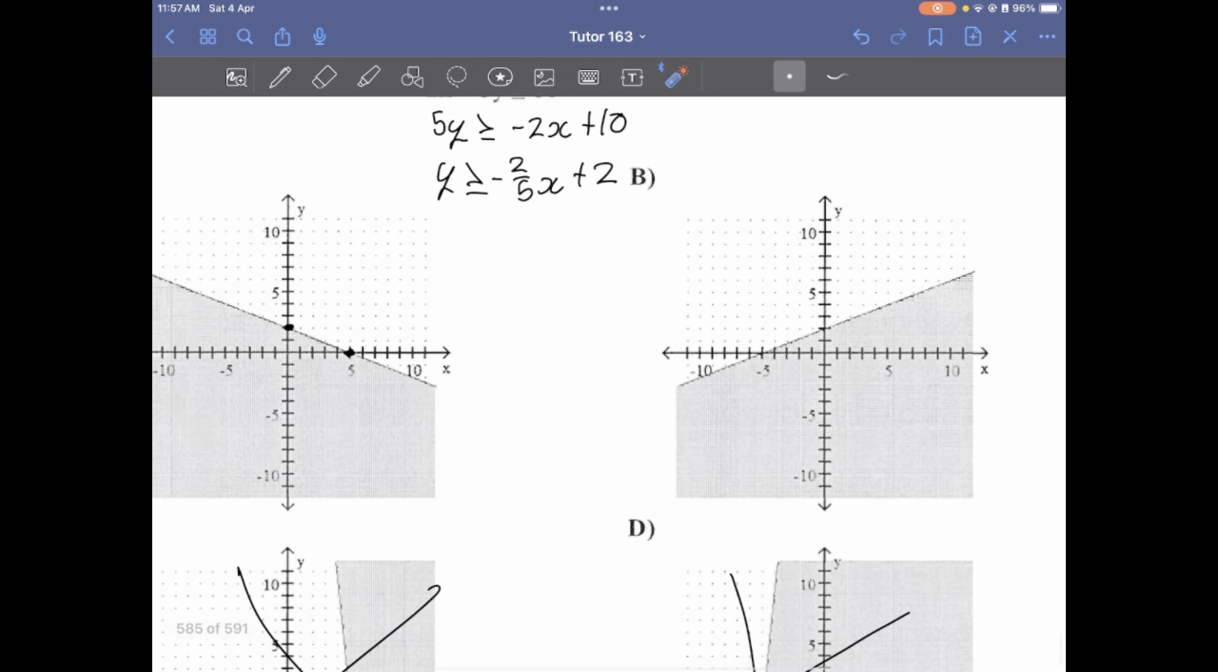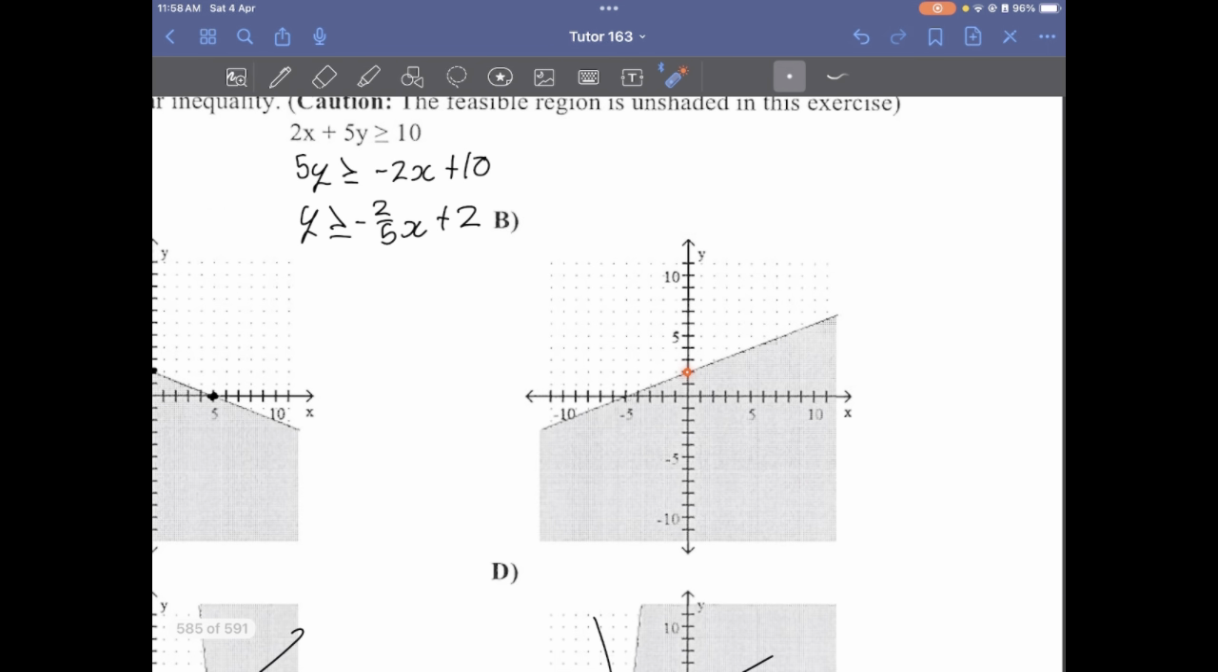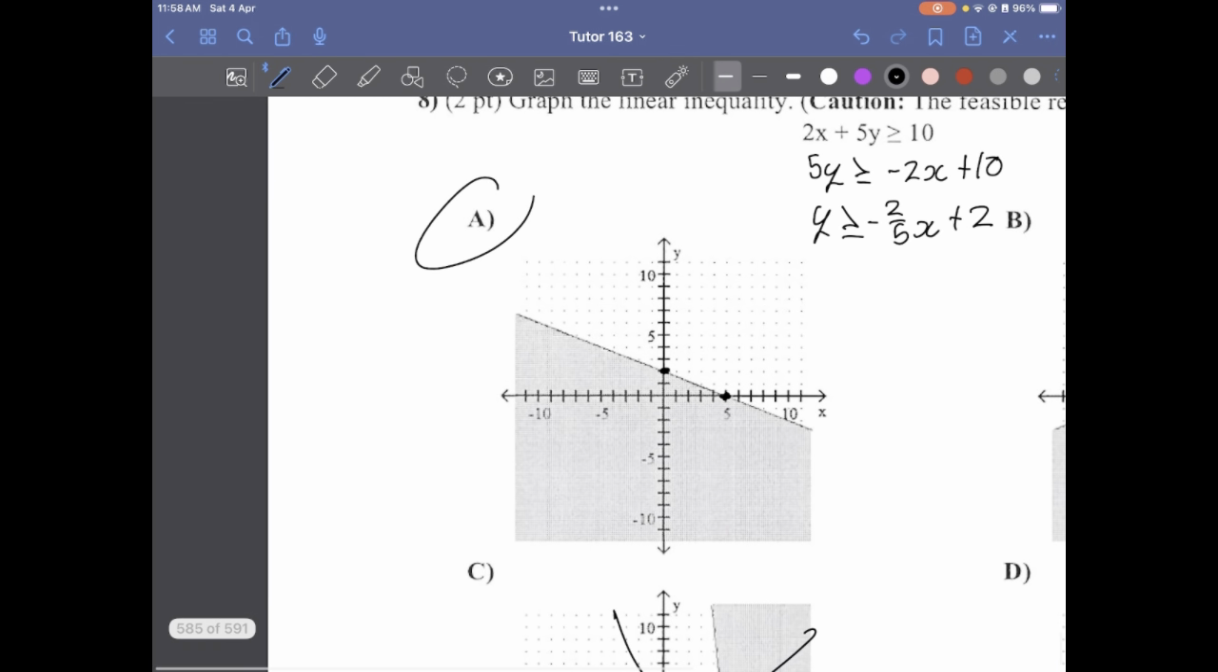But let's just check over here to make sure. Going to start at 2, going to go down 1, 2, and go over 5 times. 1, 2, 3, 4, 5. See, no point there. So this is not our answer. So this is indeed our answer, A.